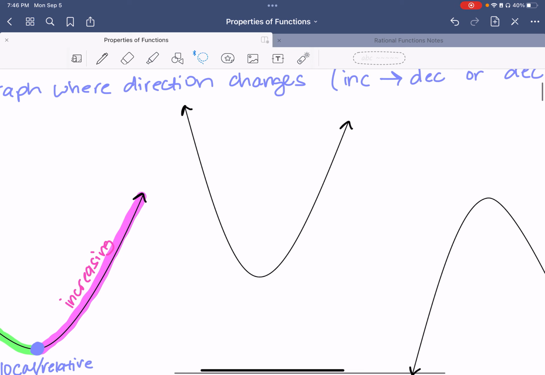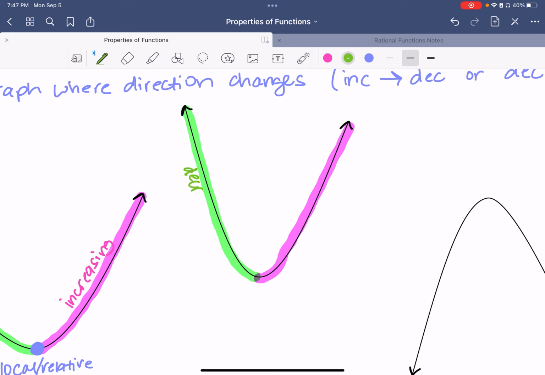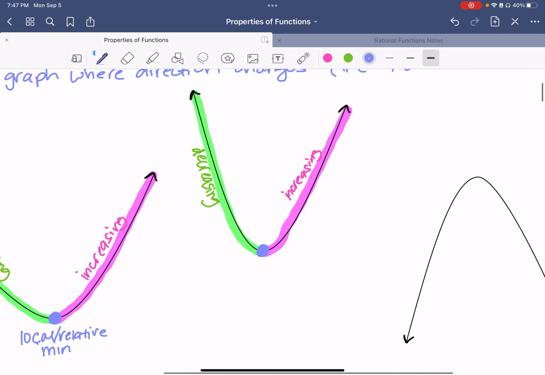Okay, there's that. Let's do another example. So you always start from the left-hand side. So from the left-hand side, notice that my pen is going down, but then it transitions and moves up. Okay, so it goes from decreasing to increasing. And then remember, when there's a change in direction from decreasing to increasing, that creates a type of extrema in the graph. So right here where it changed, this is going to be a minimum.